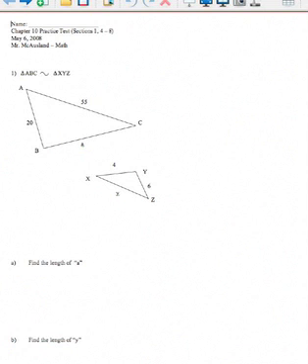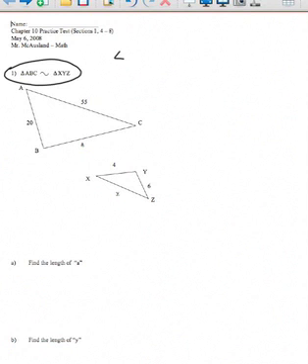This is Chapter 10. Chapter 10 practice test. And the first question, problem A, asks for the length of A. And it's important that we look at this information. It says triangle ABC is similar to triangle XYZ.